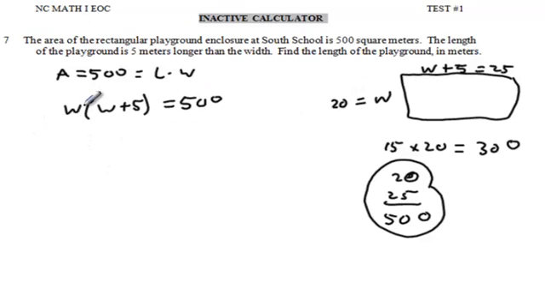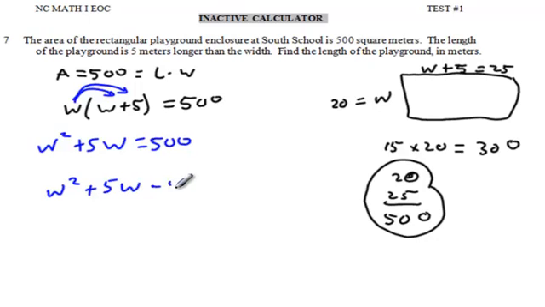Let's do it algebraically. W times W is W squared. W times 5 is 5W, plus 5W equals 500. You move the 500 inside, so you will get W squared plus 5W minus 500 equals 0. Let's factor it. If you forget how to factor, you need a product of negative 500 and a sum of positive 5.